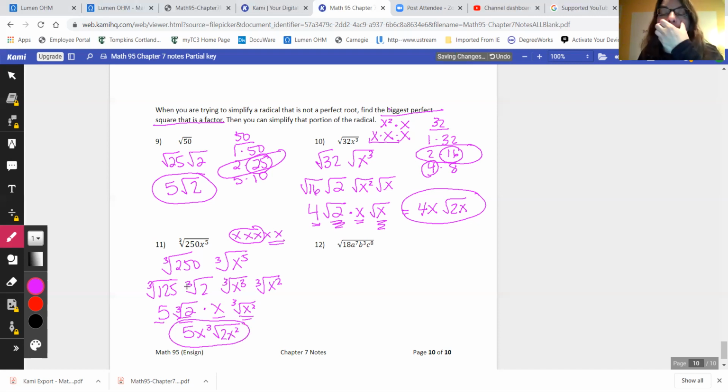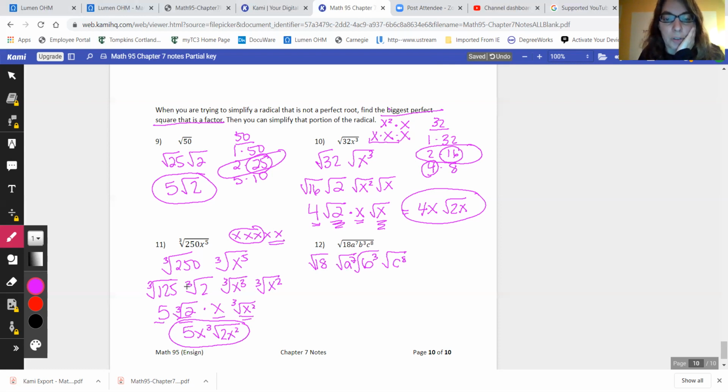And these are a little tricky, okay? It might take you a few times looking through the video or trying it on your own to really get the hang of it. But you're breaking them up and finding out the biggest perfect square that you can take out if the whole thing is not a perfect square.